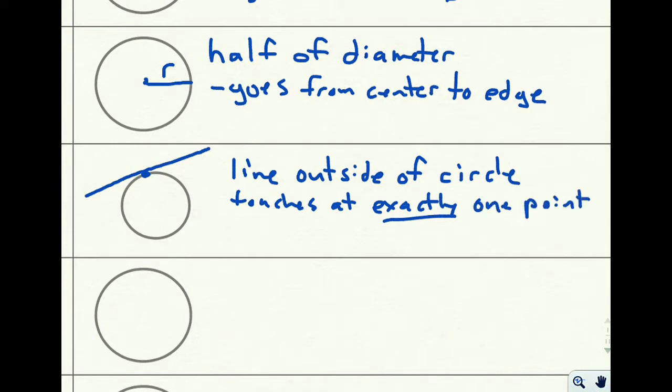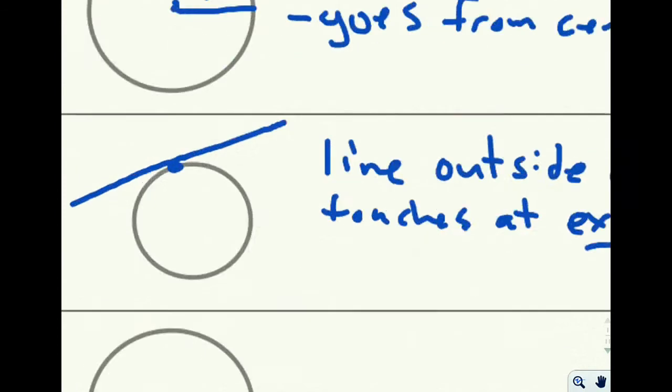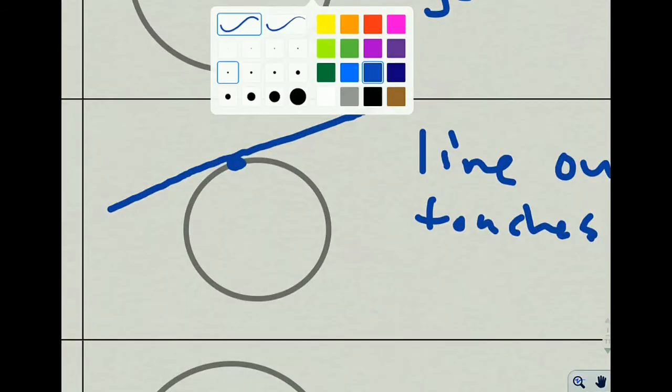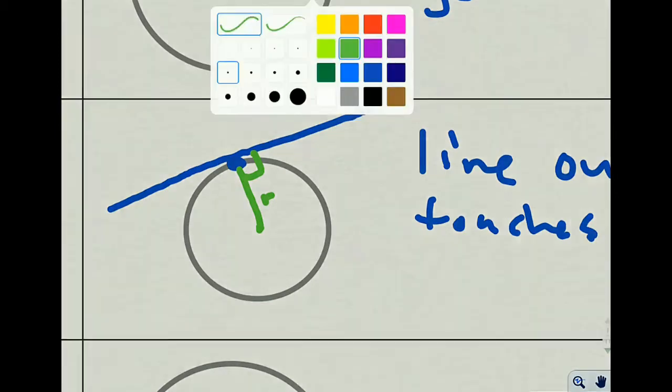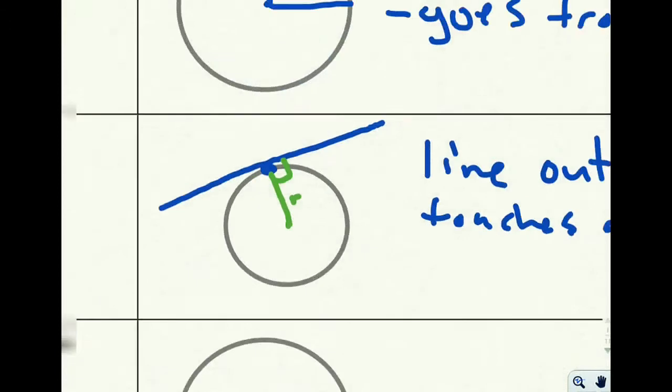And that gives it some cool properties. We'll talk more about this later on, but quick preview. If you draw in a radius here, it will always form a right angle with the tangent line. So if that's our radius and that's our tangent line, those two will always form a right angle, which is pretty neat.